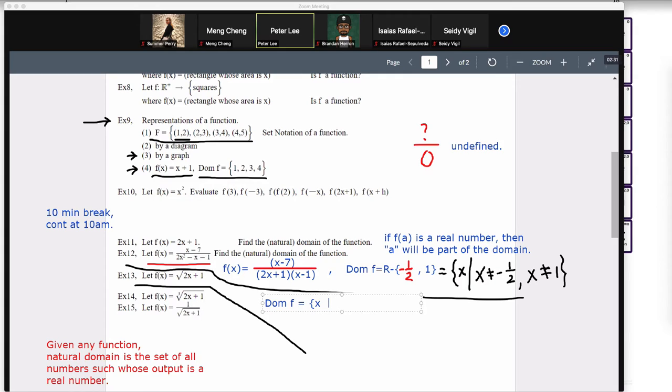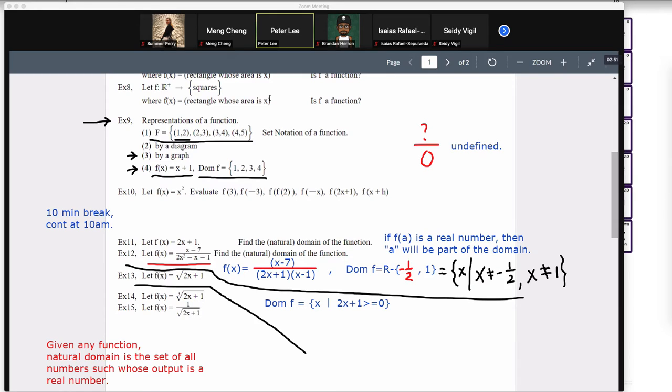So we need 2x plus 1 to be greater or equal to 0. I can do this. So what is that equal to?